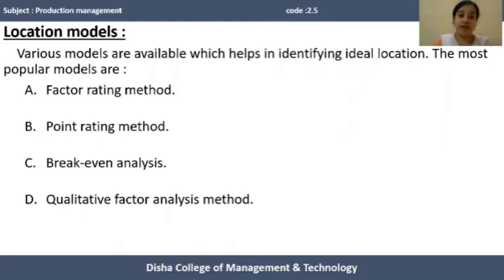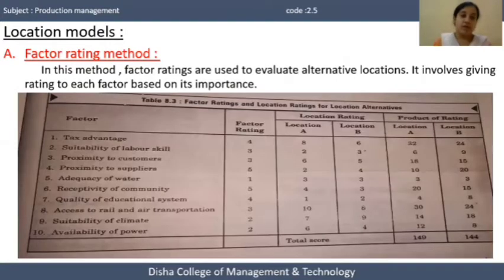There are four models of location selection. First one is the factor rating method or factor rating model, then the point rating method or point rating model, the break-even analysis model, and the qualitative factor analysis model. So if an industrialist adopts one method out of these four, he can identify a good location for his plant. So let me discuss all the models of plant location in detail. First we will discuss the factor rating method.